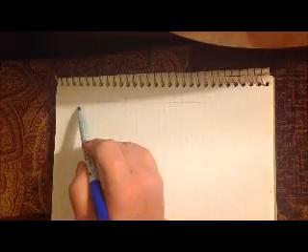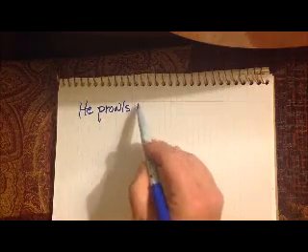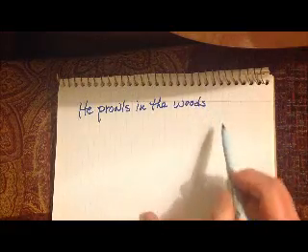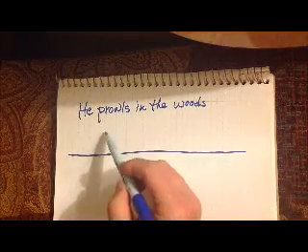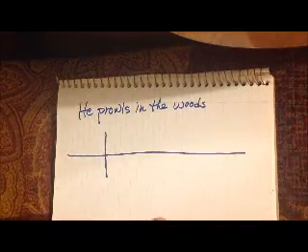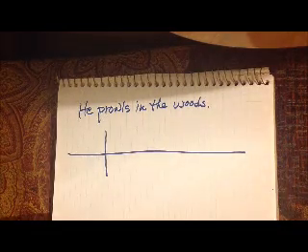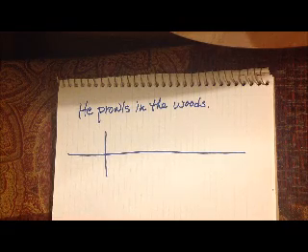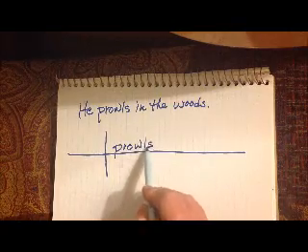Let's do this one, my favorite one. He prowls in the woods. Draw your water, put in your fishing line, and you say, what's happening? What's happening in this sentence? Prowls. It's what you can do. So it's an action verb. You can do this one. You don't have to just be this one. You do this one. Prowls goes here. It's an action verb.